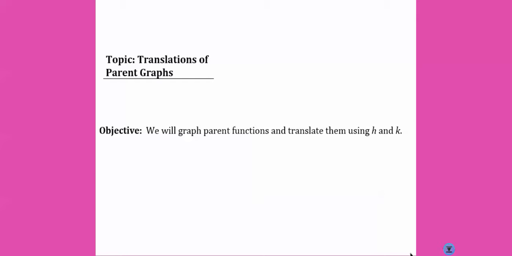Today we're going to be talking about translations of parent graphs. Our objective is that we'll be able to graph parent functions and translate them using h and k. We've also learned a little bit about a, but we're not going to be using that today. That's going to be our next lesson.